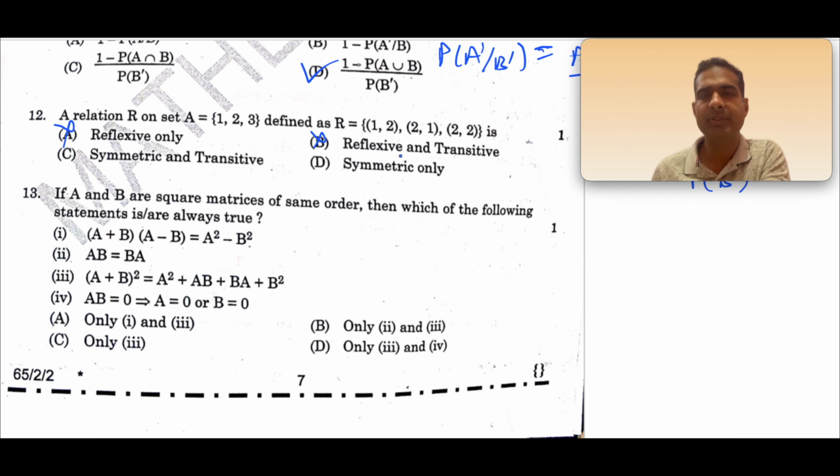Now let's check for symmetric. So (1, 2), (2, 1). We call a relation symmetric if (A, B) belongs to R, then (B, A) should also belong. So (1, 2) belongs, then (2, 1) also belongs. So it is symmetric. Let me check whether it is transitive or not. When we say a relation is transitive, if A is related to B and B is related to C, then A should be related to C. So here 1 is related to 2 and 2 is related to 1, but 1 is not related to 1. So it is not transitive. So the answer will be option D only, symmetric only.